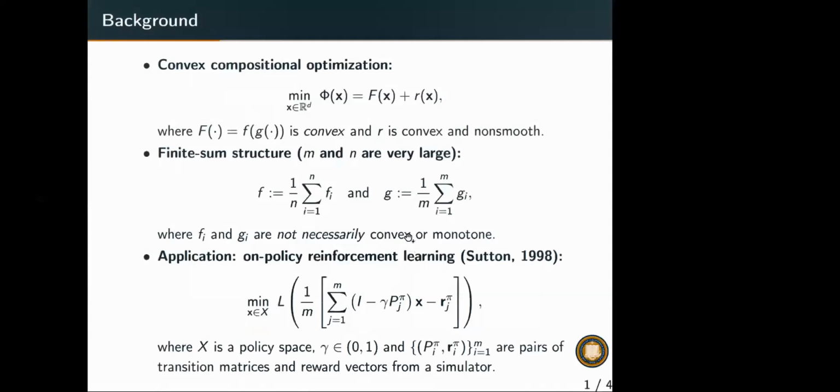One typical application is on-policy reinforcement learning, which you can find in Sutton's book. The minimization problem is equivalent to solving the empirical Bellman equation using the loss function. Here, gamma is the discount factor, and the pairs of transition matrix and reward vector are sampled from a simulator.